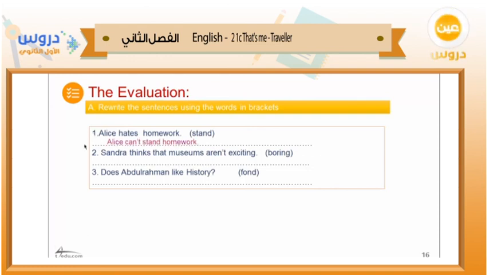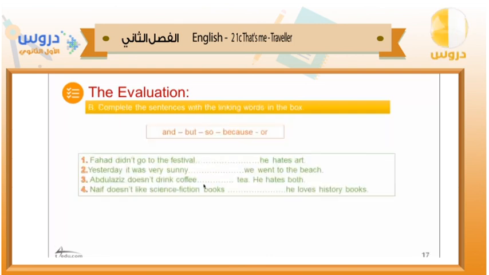Number 1. Alice cannot stand homework. Number 2. Sandra finds museums boring. Or Sandra thinks museums are boring. Number 3. Does Abdurrahman like history? And the answer is Abdurrahman is fond of history. Very good. Now let's go to B.